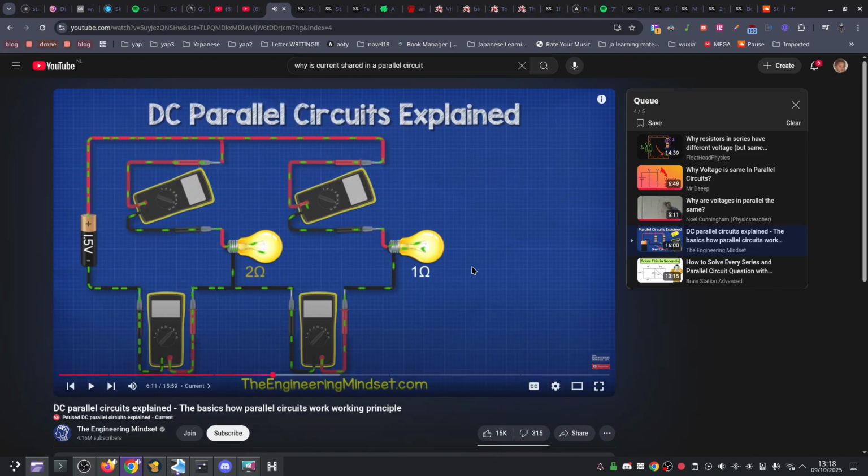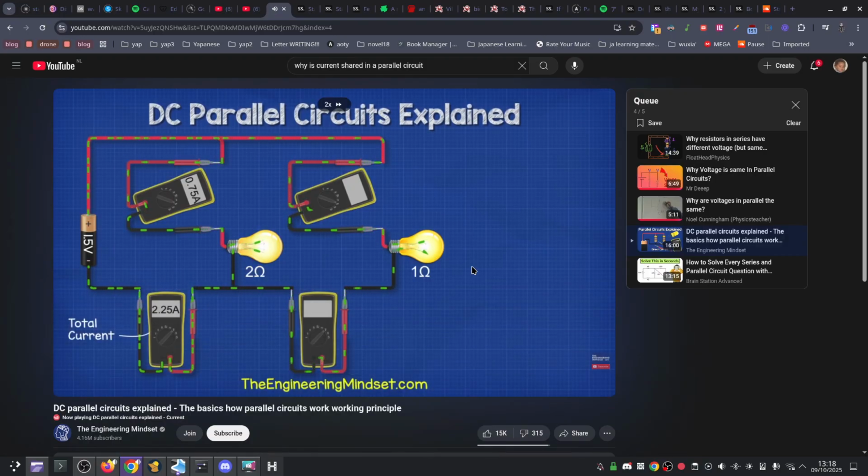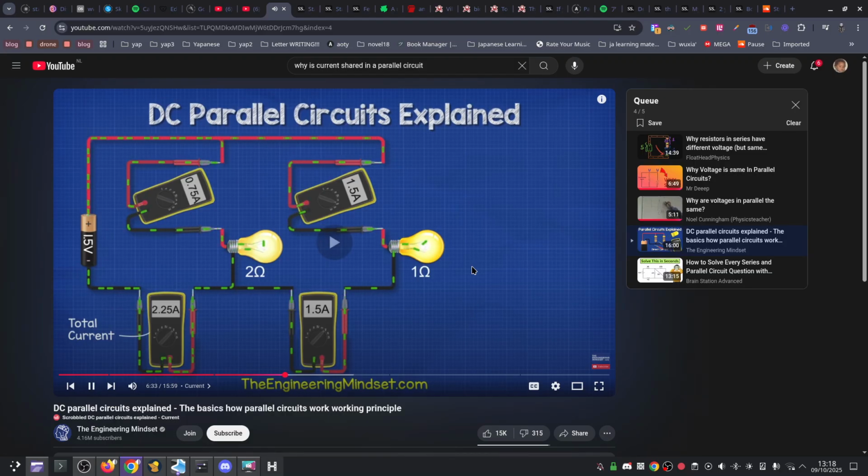If we replace lamp 1 with a 2 ohm resistive lamp, that's now double the resistance on that branch. Then the total current decreases to 2.25 amps. Lamp 1 sees a current of 0.75 amps and will be less bright. Lamp 2 continues to read 1.5 amps, and the meter between lamp 1 and 2 continues to see 1.5 amps.